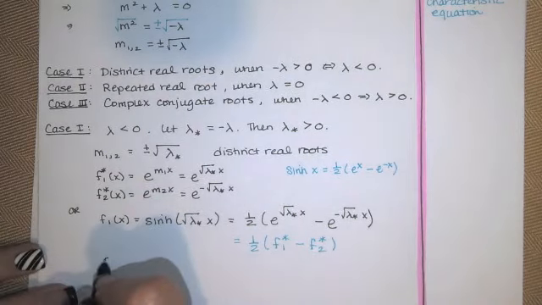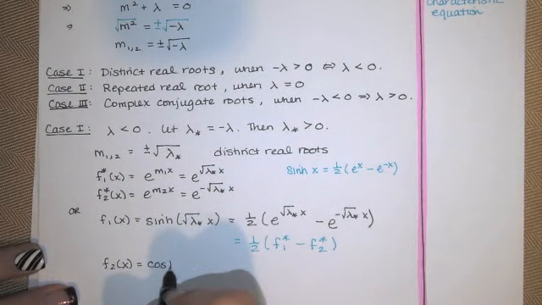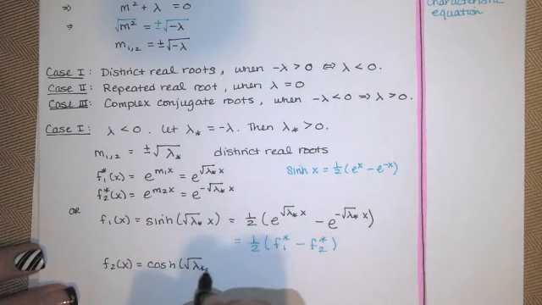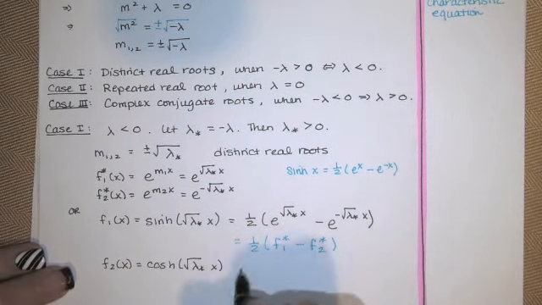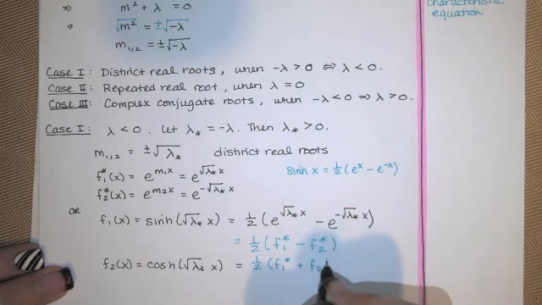Similarly, f2 of x equals the hyperbolic cosine of the square root of lambda star times x. That would be 1/2 of f1 star plus f2 star.